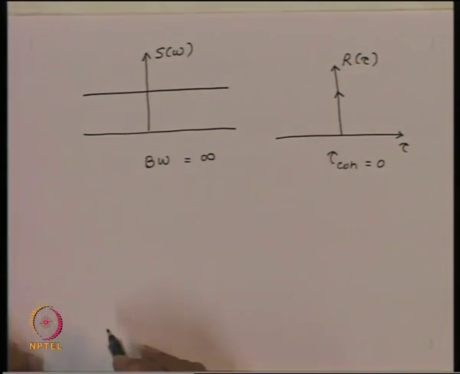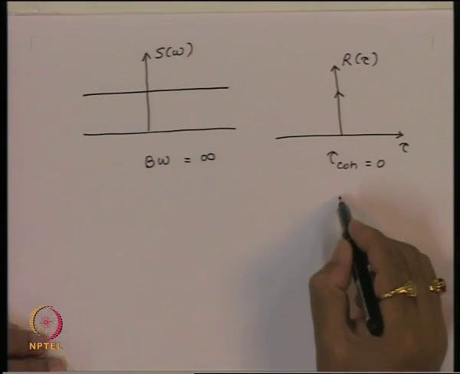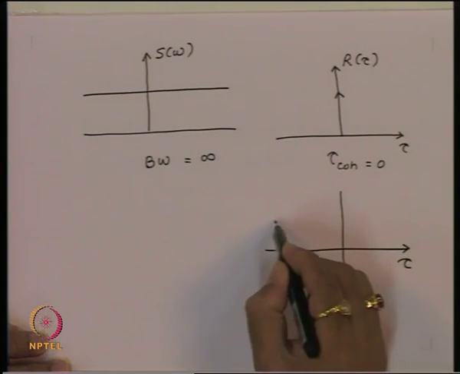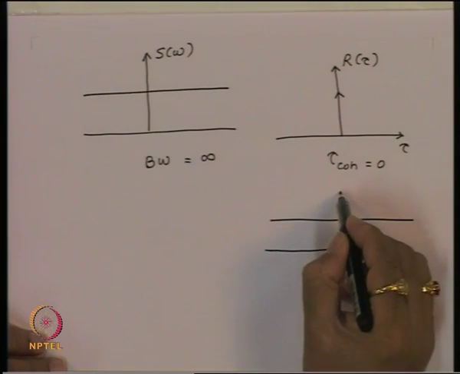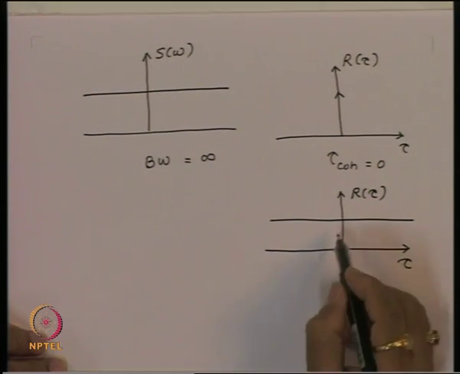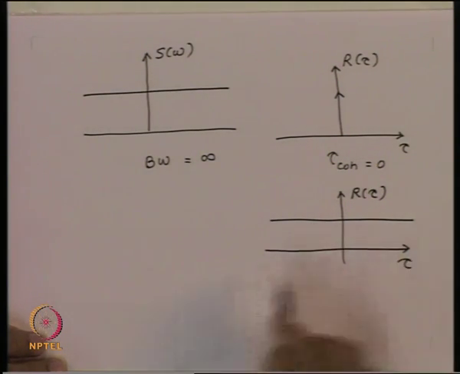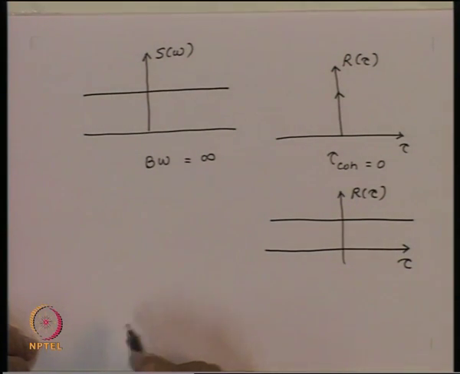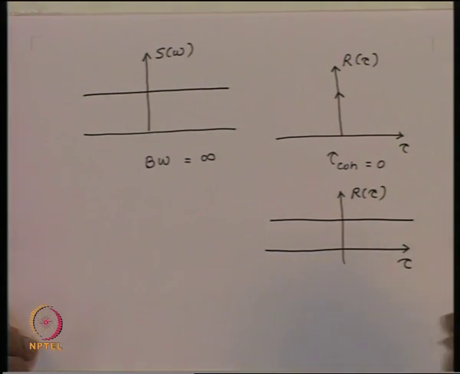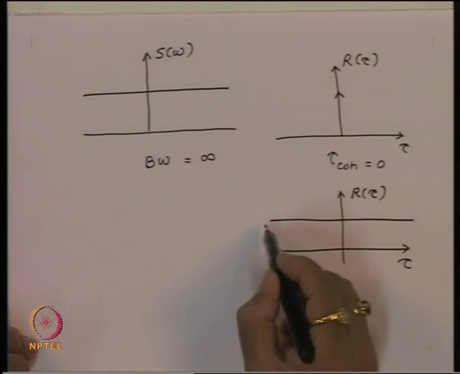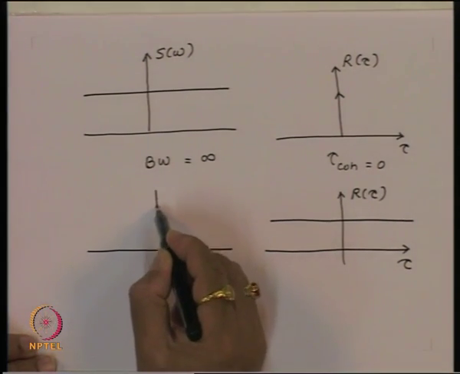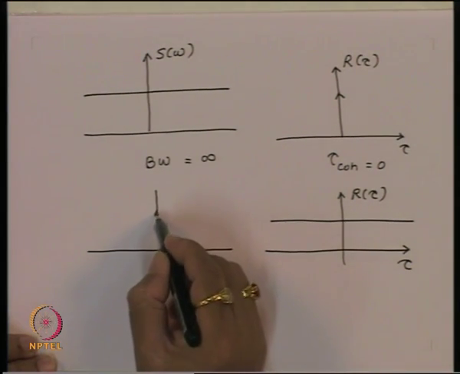If we take exactly the opposite case, that the tau coherence is infinite, spread like this. So, this is r of tau. What that means is that the radiation is now completely coherent in time. You know the value of the signal at a particular point, and with 100% confidence you can predict the signal at any other time. Then the correlation function will be constant, and then the spectral density for this, if you calculate, that will be a Fourier transform of this, which will be a delta function.